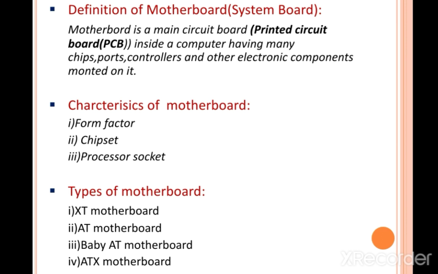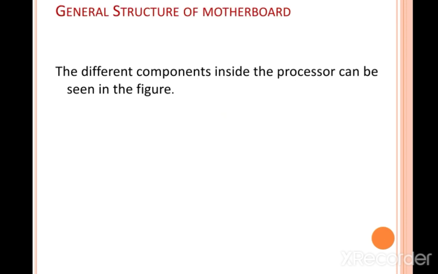Next one, types of motherboard. There are 4 main types of motherboard. These are XT motherboard, AT motherboard, baby AT motherboard and ATX motherboard. I hope you all understood these points. So students, now in this session let us discuss the next concept, that is the structure of motherboard.